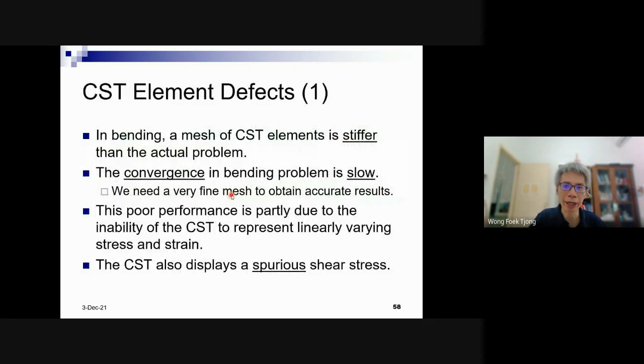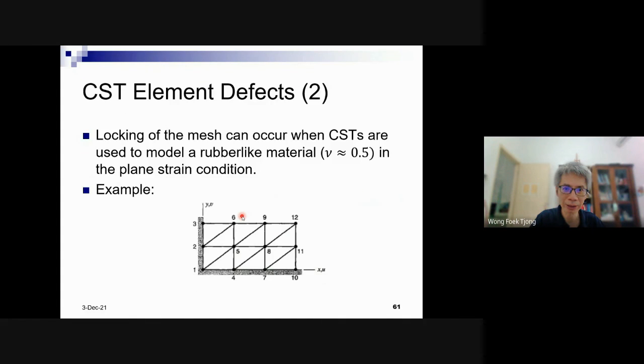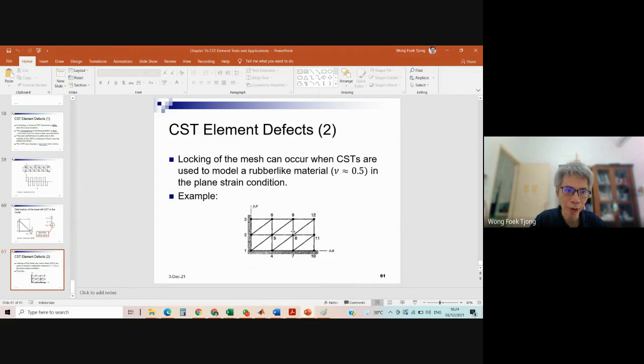So we can conclude that CST elements have defects in the bending problem, right? And I will not discuss this. Another defect is in the plane strain problem. If you have material with Poisson ratio close to 0.5, also for this problem, this element is not good. It will lock, right? Too stiff. You will have too stiff solutions. So, okay, that's all for the CST element.